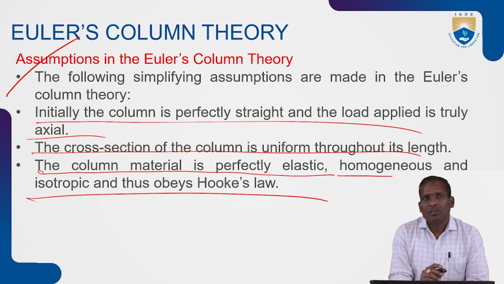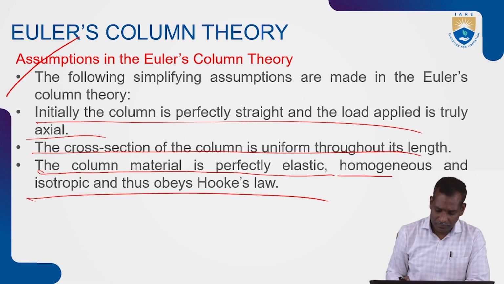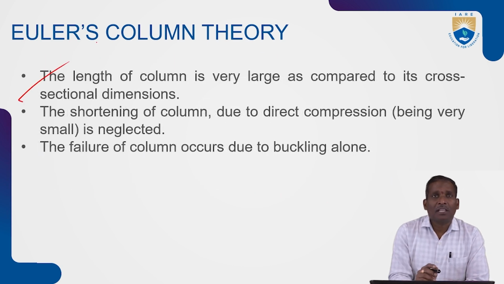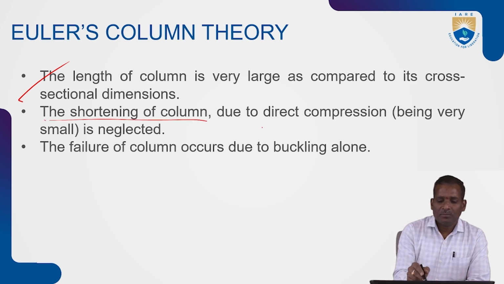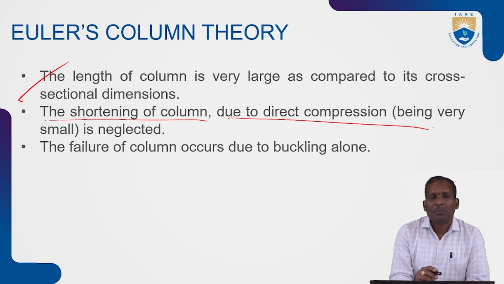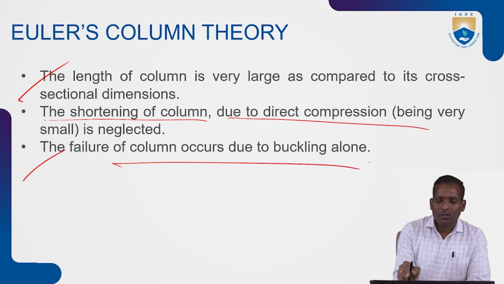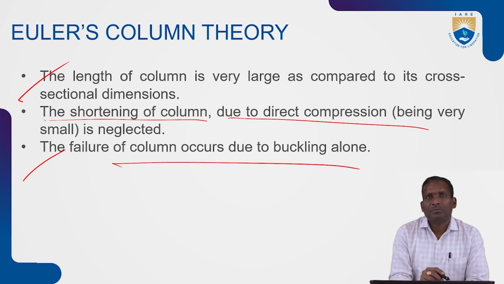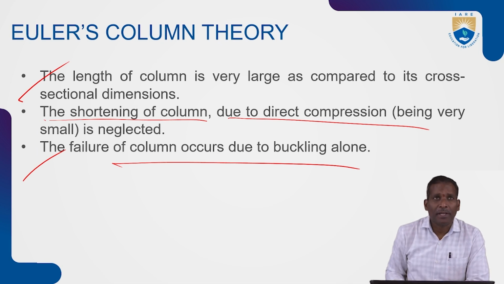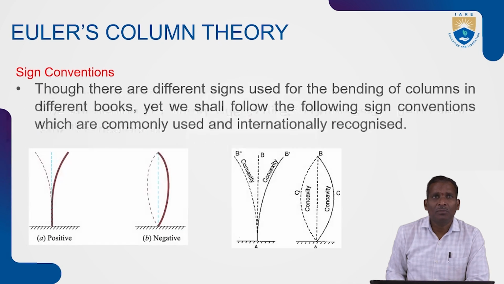And also it obeys Hooke's law, and the material is elastic, homogeneous and isotropic. Other assumptions are that the length of the column is very large as compared to its cross-sectional dimensions, and the shortening of the column due to direct compression, being very small, is neglected. The failure of a column occurs due to buckling alone. So these are the assumptions made while deriving Euler's column theory.